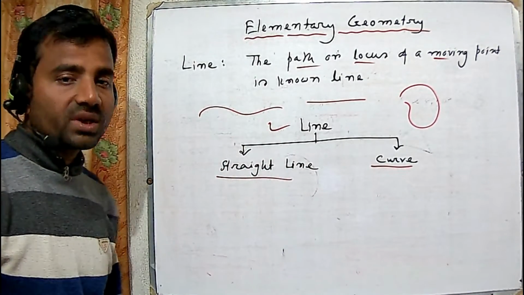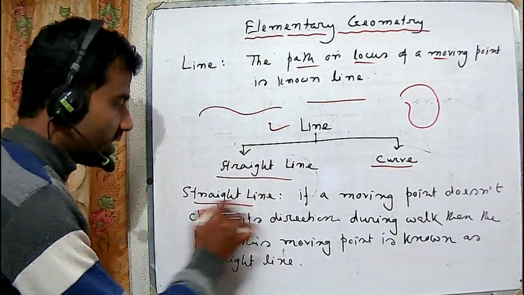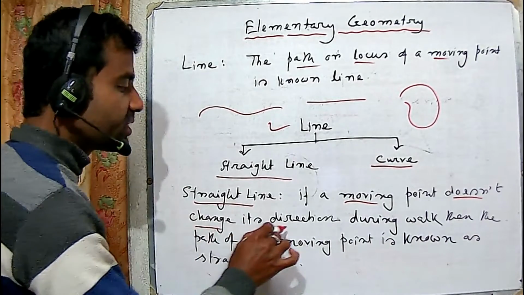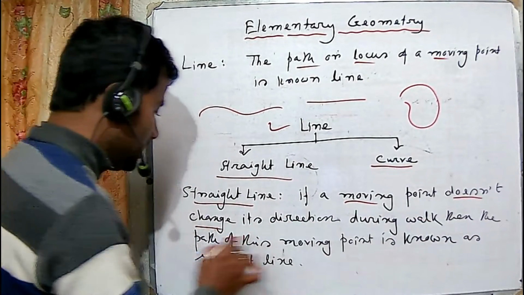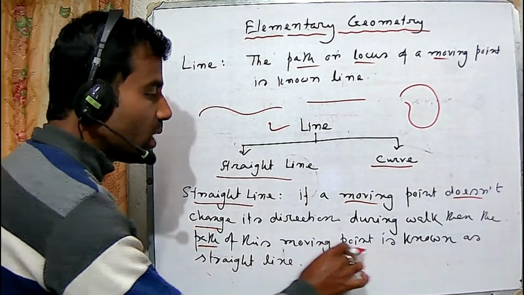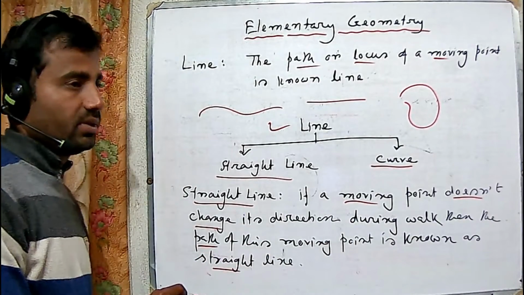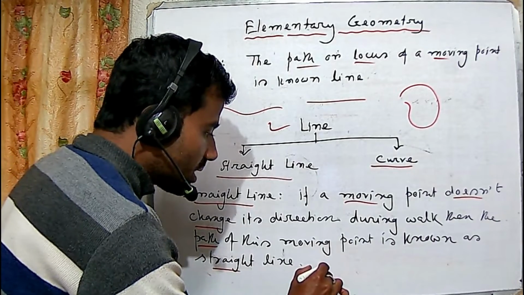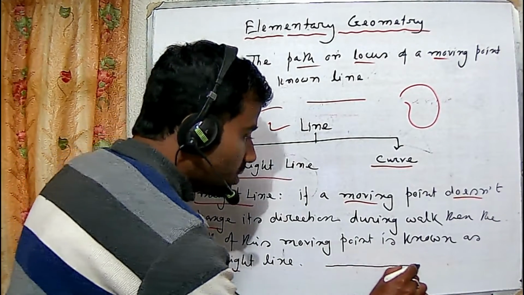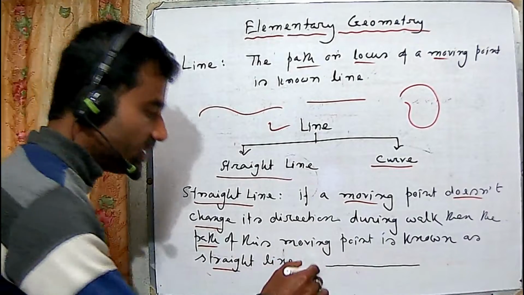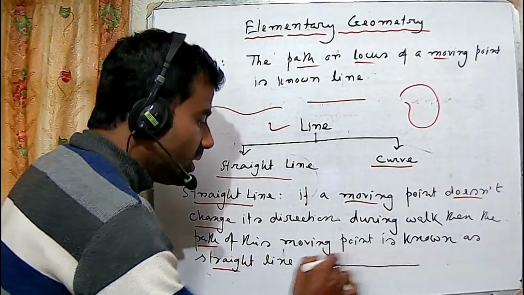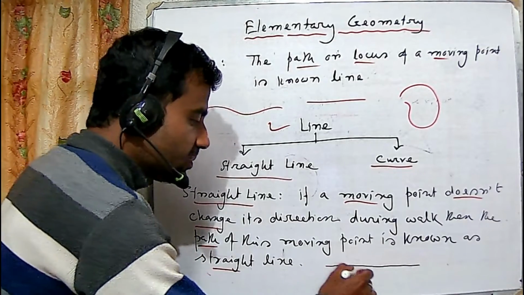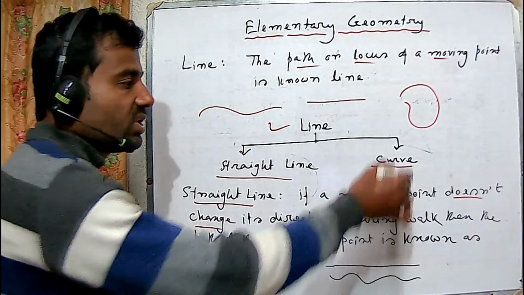Now we are going to discuss what is a straight line. Straight line: if a moving point doesn't change its direction during its walk, then the path of this moving point is known as a straight line. That means suppose this moving point travels from this location to this location without changing its direction, then the path of this moving point is known as a straight line. This is a straight line. If it changes its path frequently, then it is known as a curve.